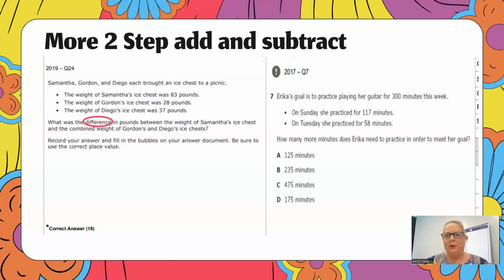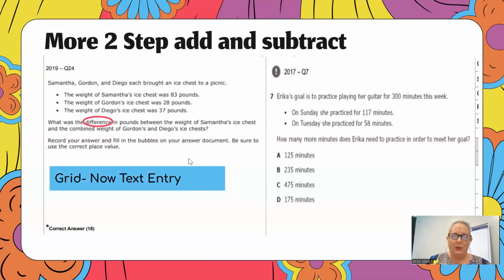So again, we have to add the number of minutes she's already practiced and subtract those from 300. Things that I notice about this problem are, I'm going to have to subtract across zeros, so I need to make sure and talk about that and practice some of that. But also I'm looking at these two items, 117 and 58. I'm noticing the place values are different, so we need to talk about lining up our numbers correctly in place value.